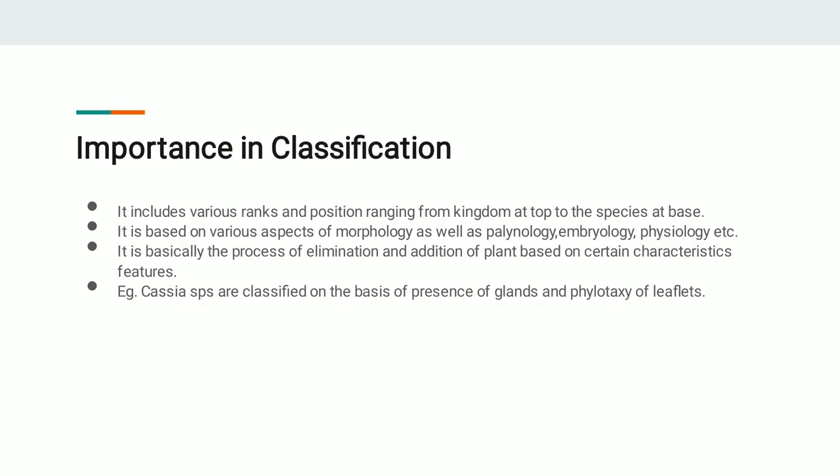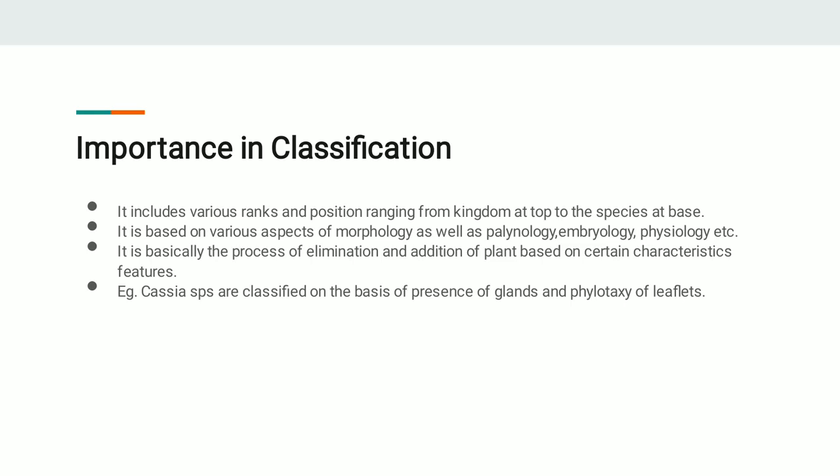Then the importance in classification. Importance of plant morphology in the classification of plants. It includes various ranks and positions ranging from kingdom at the top to species at the base. As you know, R.H. Whittaker derived the five kingdom system. Within that, we are dealing with the kingdom Plantae. Kingdom Plantae starts with the kingdom itself, and the basal portion is the species. Species is the basic structural and functional unit of classification.